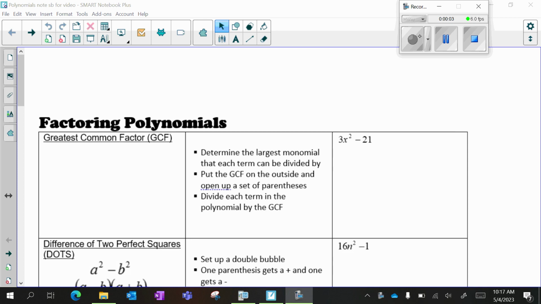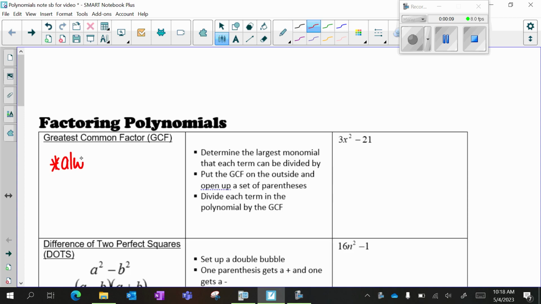So first we're going to review how to factor. You should always start with factoring using a GCF if possible. So we're always going to check for GCF first.